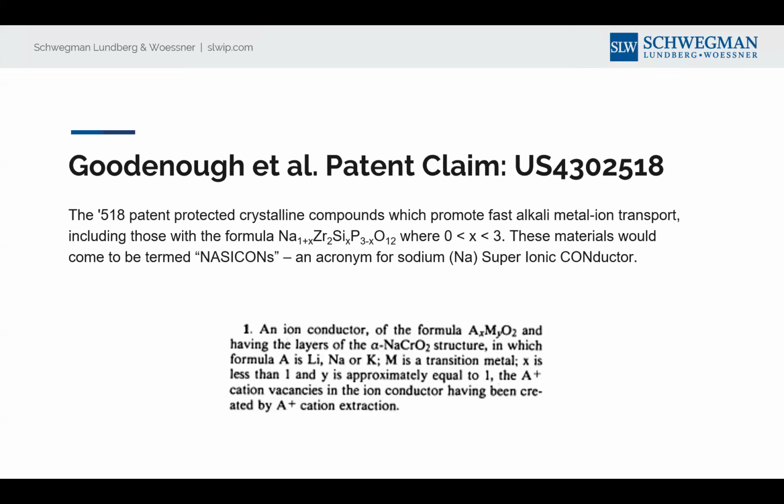Okay, the 518 patent protected crystalline compounds which promoted fast alkali metal ion transport, including those with a formula of what they call the NASICONs, an acronym for sodium superionic conductor. And claim 1 of this blockbuster patent is listed below. And as you can see, it's a really short claim. And this is like the $100 million patent claim. I don't know how many dollars per word, but it would be quite a few. Next slide.